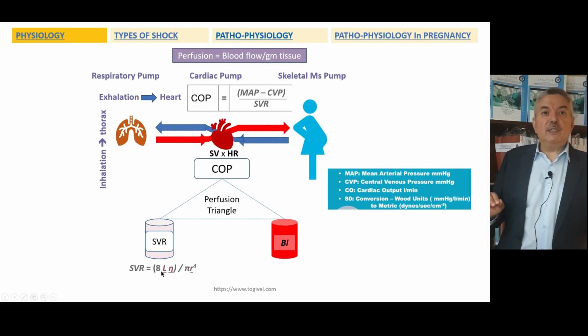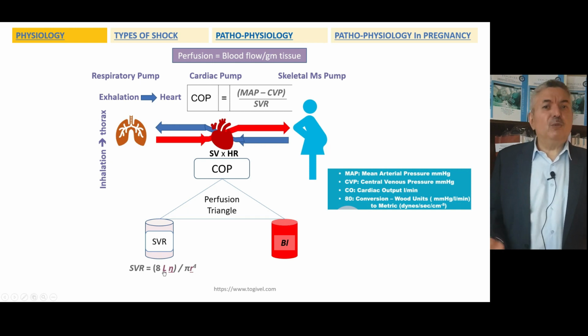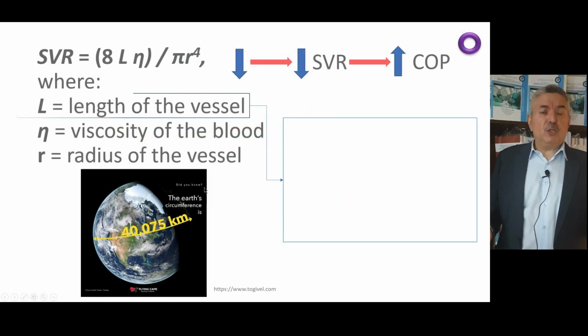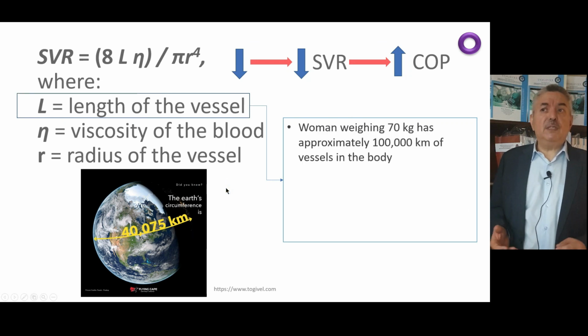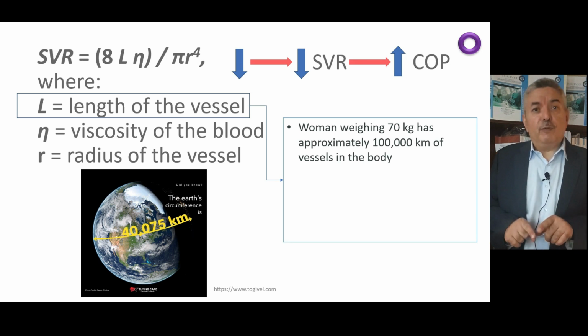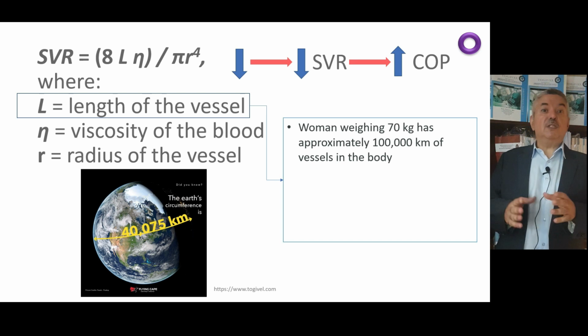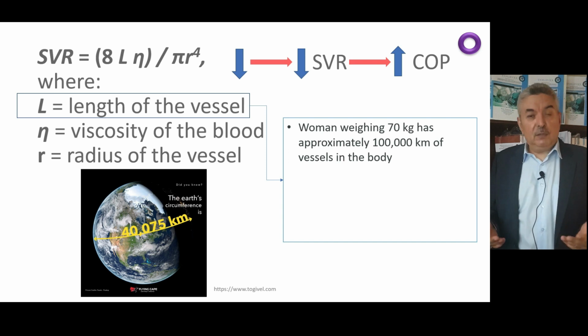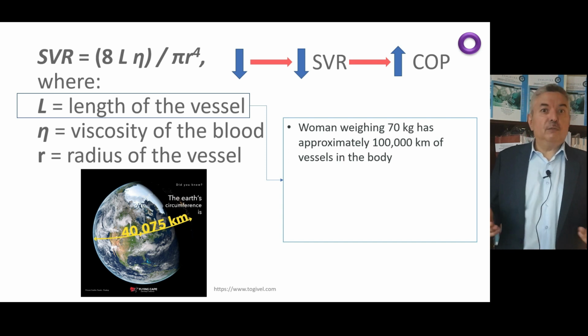It is 8 times the length of the blood vessel times the viscosity of blood divided by pi, radius of the blood vessel, to the power 4. The length. What is the length of our blood vessels? Actually, the length of blood vessels in someone who is 70 kilograms is approximately 100,000 kilometers. You know, the circumference of Earth is 40,000 kilometers. So this means that the heart has to pump blood in double the circumference of Earth, double and a half actually, because it's 100,000.